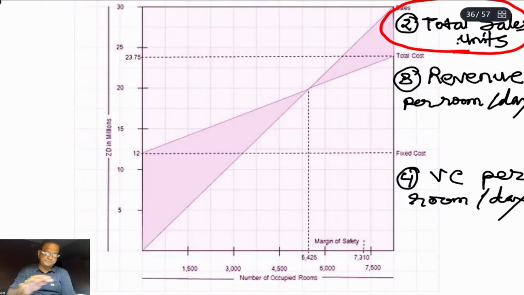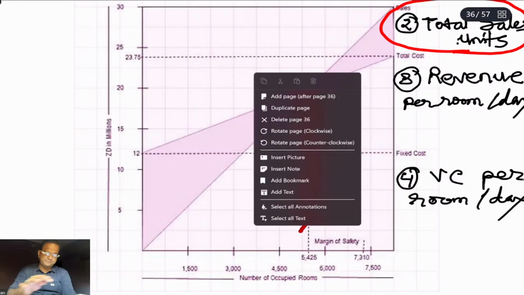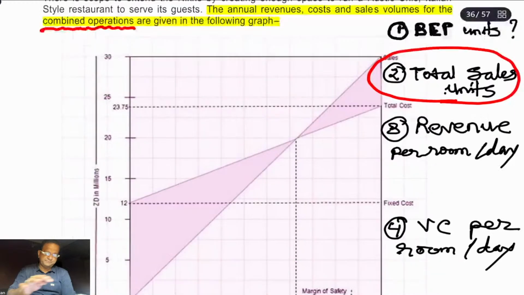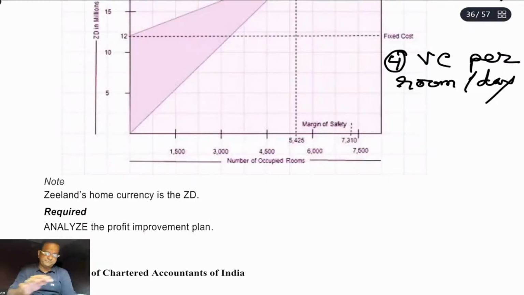When you see this diagram, this is the graph of the sales revenue. This is the graph of total cost. And at this point we are having the break-even point, 5425. So 5425 units is the break-even point. And after the break-even point, the margin of safety starts. So first of all, the answer of break-even point is 5425. Okay, beta.